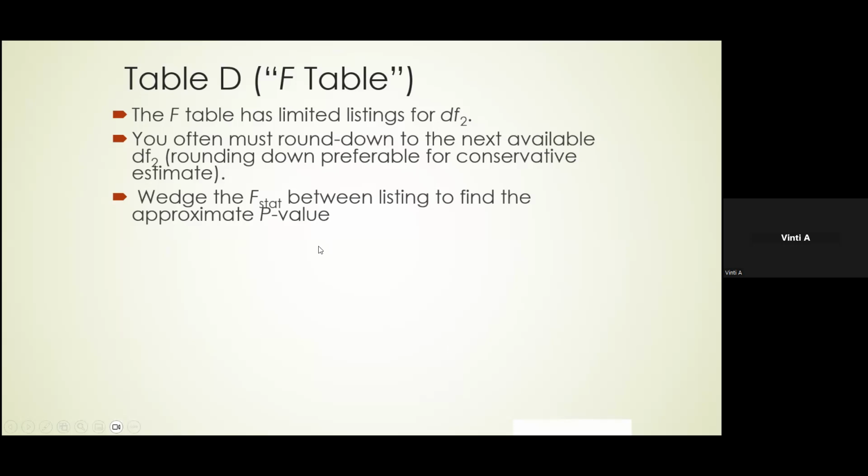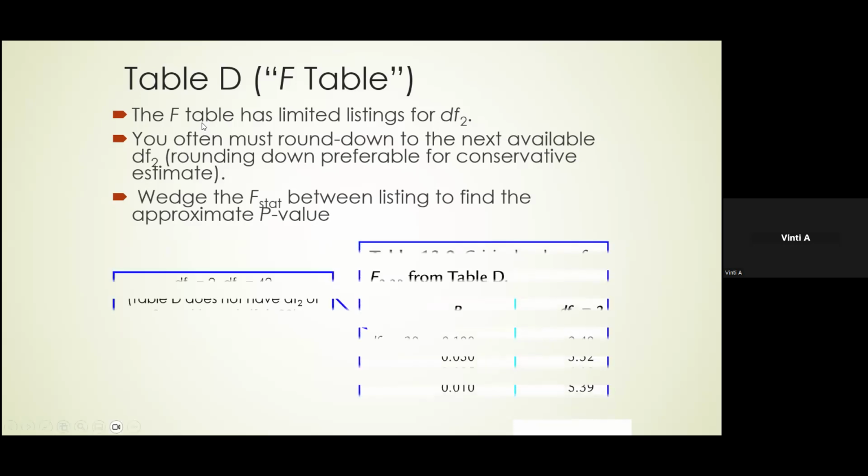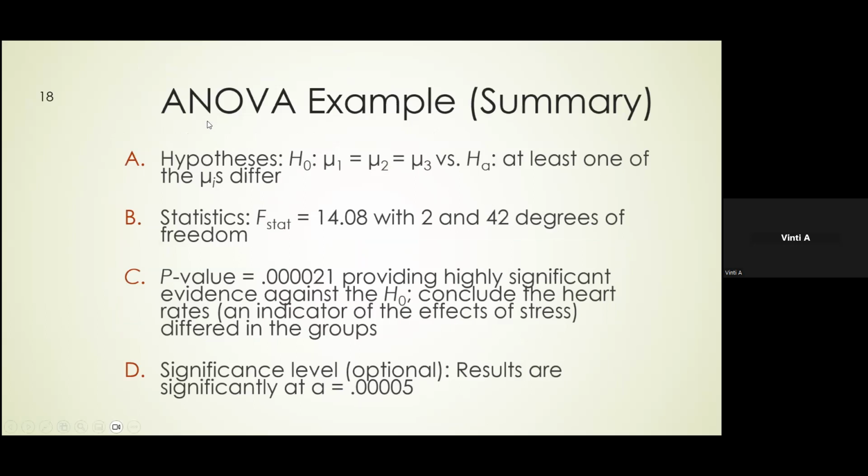Okay. So much of this is irrelevant because nobody has to use the F tables nowadays. All you need to do is use some statistical software, right? So here, what happens in a hypothesis? How do you write your null hypothesis? Basically it says that the average of one group is equal to the average of the second group is equal to the average of the third group, versus at least one of the averages differ, okay?